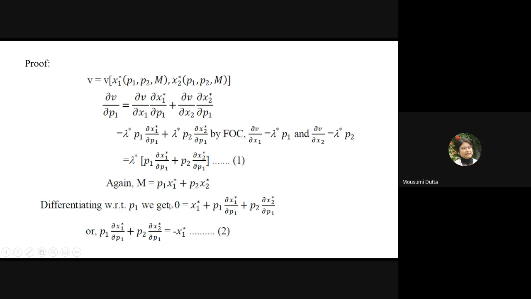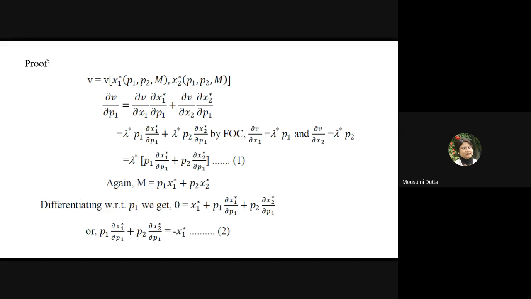Differentiating this with respect to P1, the left-hand side is del M by del P1. Now, income or budget is a constant, therefore this is equal to 0. And P1 x1 star, where x1 star is again a function of P1, so it will be in U into V format. So, x1 star plus P1 del x1 star by del P1 plus P2 del x2 star by del P1. x2 star is also a function of P1, P2, M, so we have to take the derivative of x2 star with respect to P1. If I take the derivative of this budget equation with respect to P1, we get this expression. So from here, P1 del x1 star by del P1 plus P2 del x2 star by del P1 is equal to minus x1 star.